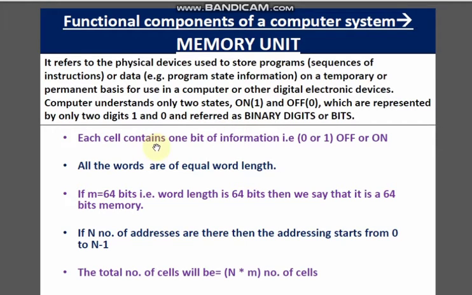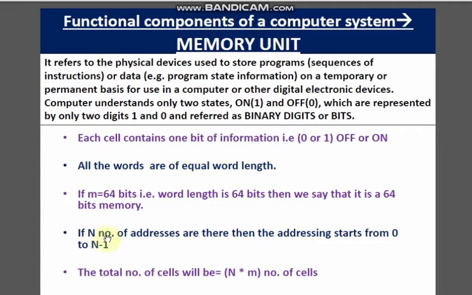Each cell contains one bit of information in the memory, that is 0 or 1, that is off or on. All the words are of equal word length. Now, this word is not the English grammar word which you have learned in the subject English. Here, word is a bit different thing. I will explain it to you through the diagram. If m is equal to 64 bits, the word length is 64 bits, then we say that it is a 64 bit memory.